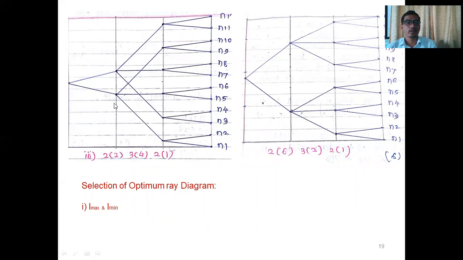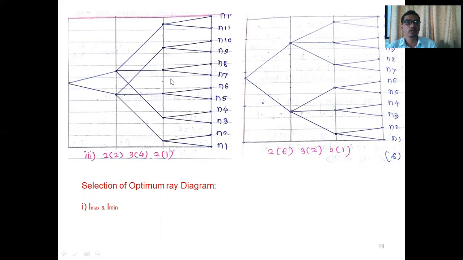Similarly, the next structural formula is 2, 2, 3, 4 and 2, 1. So you can draw 2 lines and the spacing is 2, then 3 lines and the spacing is 4. Again here 1, 2, 3, spacing is 4, 1, 2, 3, spacing is 4. And the last one, 2 lines and the spacing is 1.